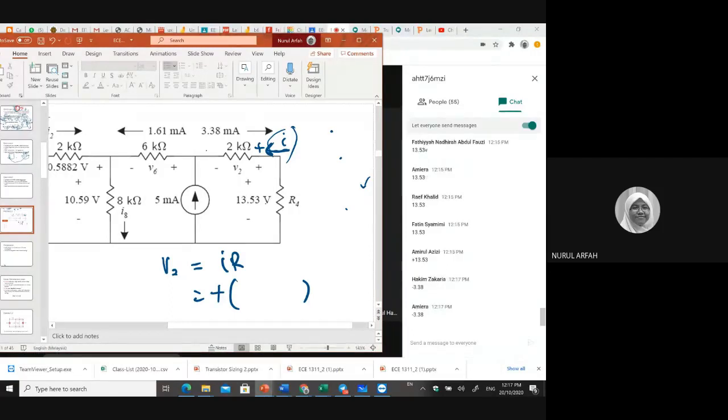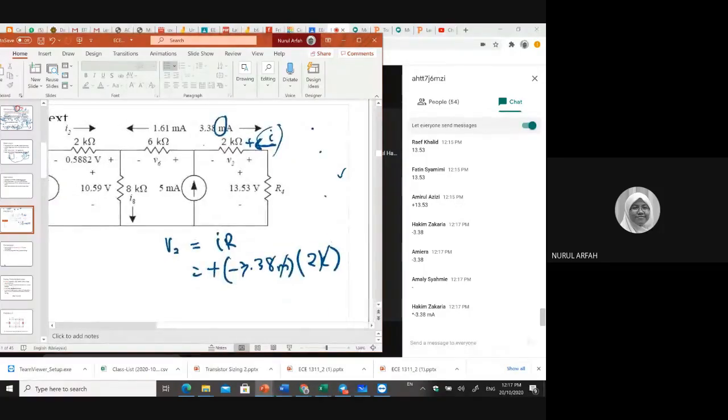Negative. Yes, negative. But you made a small mistake. Negative 3.38 of what? This, right? Milli. Do not forget milli. So you have a negative 3.38 milli, and then into R, which is 2K. Okay, then you can cross this one and multiply. You will get the answer.